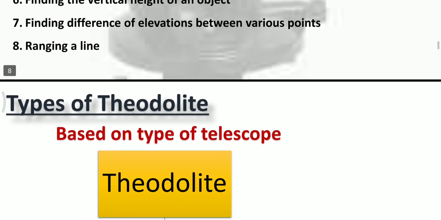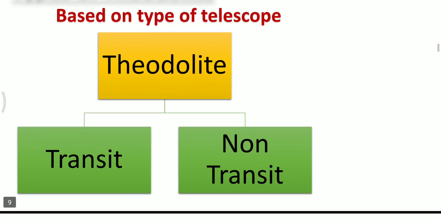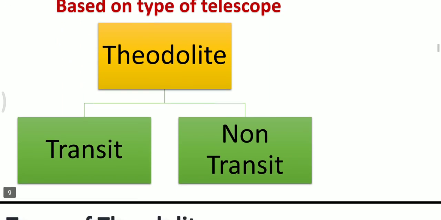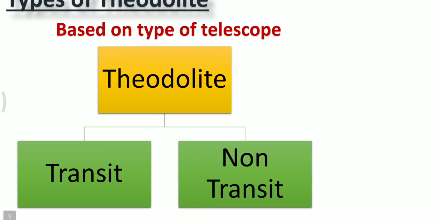Next topic is the types of theodolite. Based on the type of telescope, the theodolite is classified as transit theodolite and non-transit theodolite. So there are mainly two types of theodolite, transit and non-transit. We first see the transit theodolite.